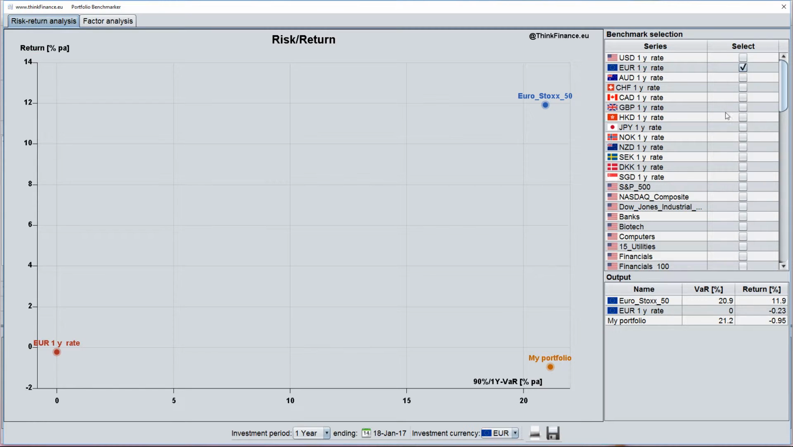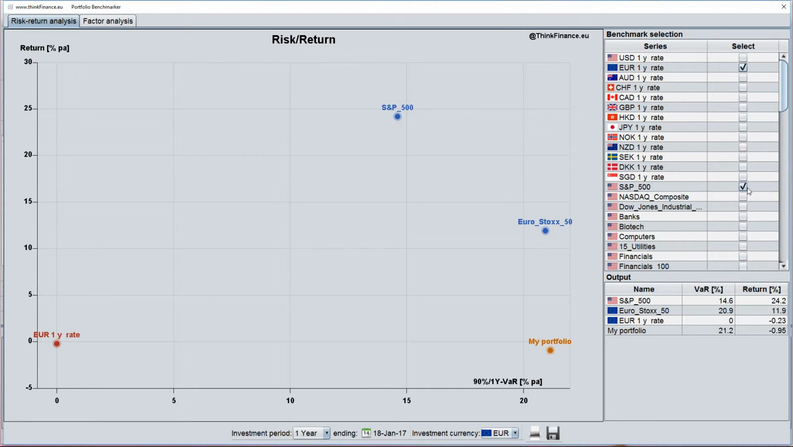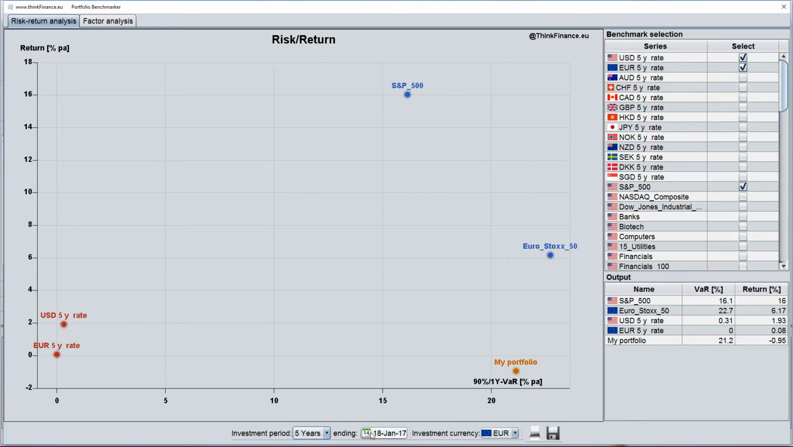On the right-hand side, you can select the fixed income and equity benchmarks that you want to include in this risk-return benchmark. For instance, I can add the S&P 500, which appears here, or the US dollar rate, which appears here. What you can also do down here is you can customize the time horizon for this benchmark. At the moment, I'm looking at the 1-year time horizon ending today, but I can easily change that. I can look at a 5-year time horizon and a different end date.